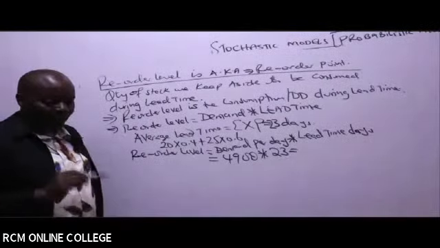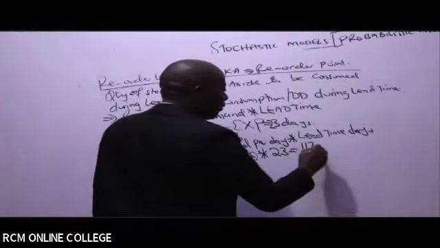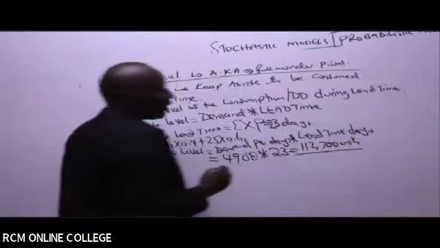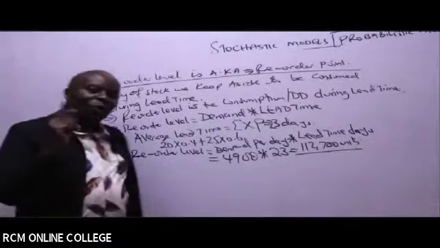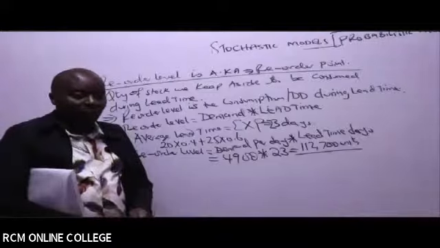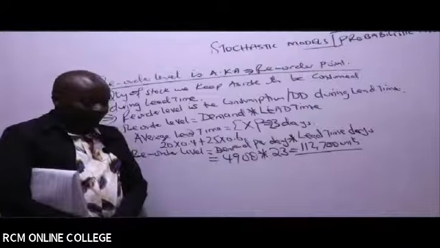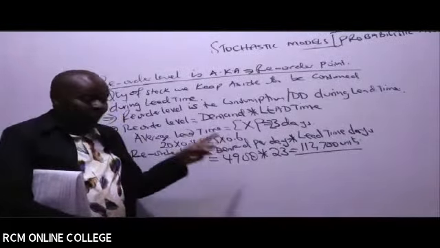4,900 times 23, which now will give me 112,700 units. So it means that lead time is a very, very sensitive duration during our stock management. 112,700, thank you very much. Lead time is really a sensitive period.